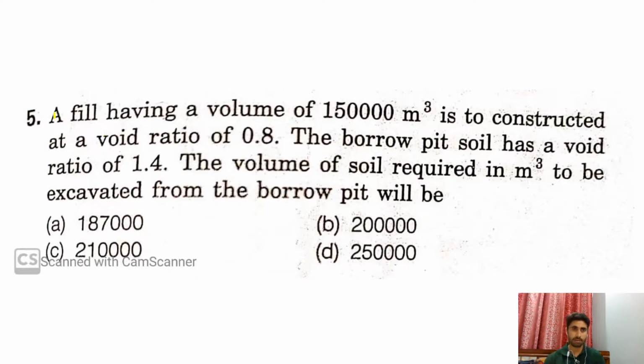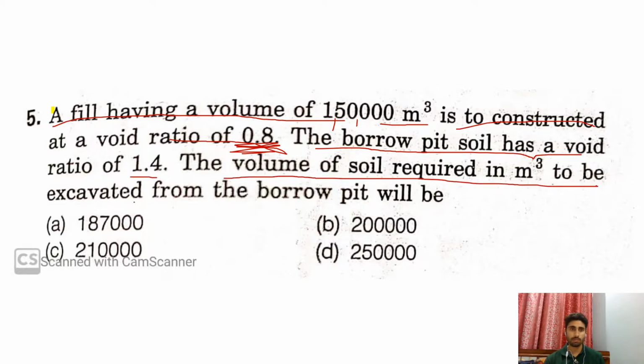Last numerical. A field having a volume of 1,50,000 meter cube is to be constructed at a void ratio of 0.8. The borrow pit soil has a void ratio of 1.4. The volume of soil required in meter cube to be extracted from the borrow pit will be.